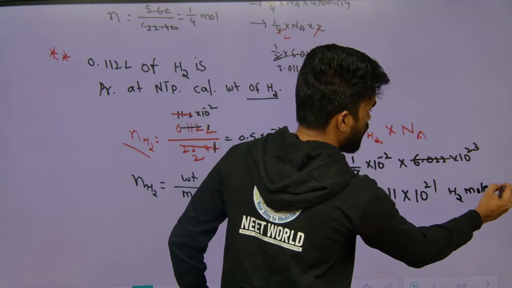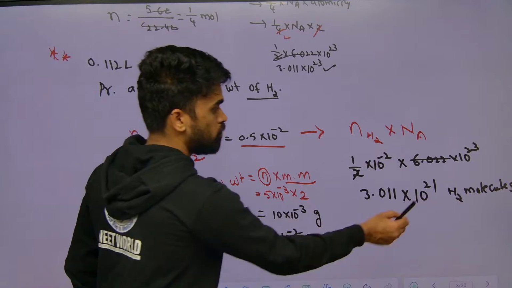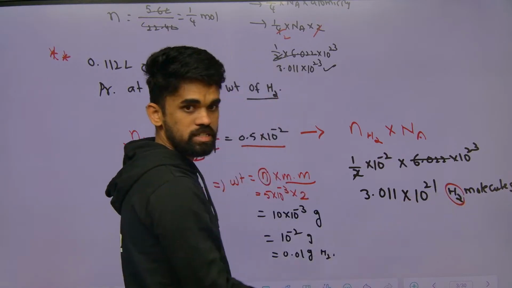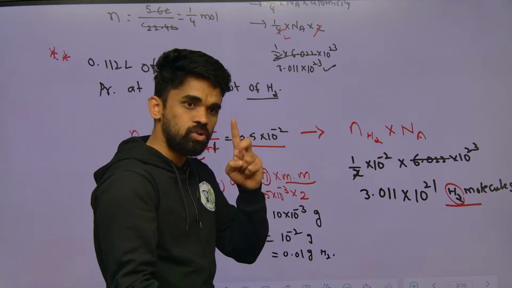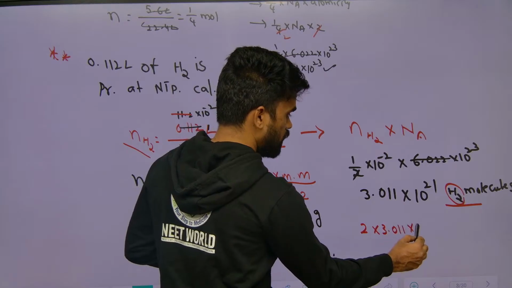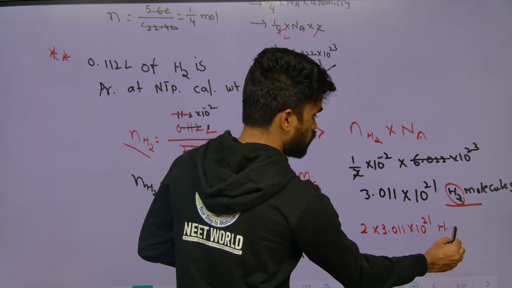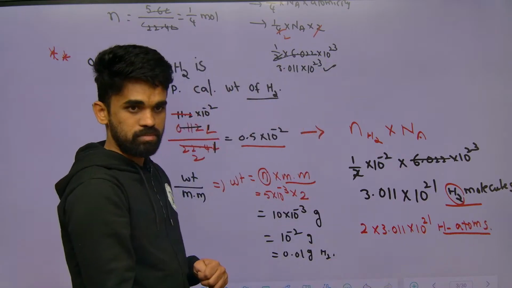Now even if I ask for atoms, what is your answer? One molecule contains 2 hydrogens, atomicity is 2. So this many molecules into 2. So that is 2 into 3.011 into 10 power 21 hydrogen atoms. This could be your answer if I say atoms.